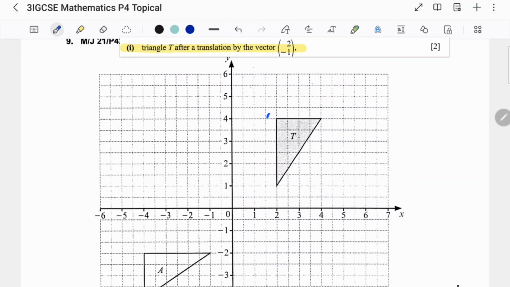We have A, B, and C. The first one is 2, 4. And then we have 4 and 4. And then the last point C is 2, 1. So I'm going to translate with the translation vector 2 and minus 1. All right, so the first point 2, 4, with 2 and minus 1. 2 plus 2 is 4 and 4 minus 1 is 3, so this one will be coming here, that will be equal to 4, 3.